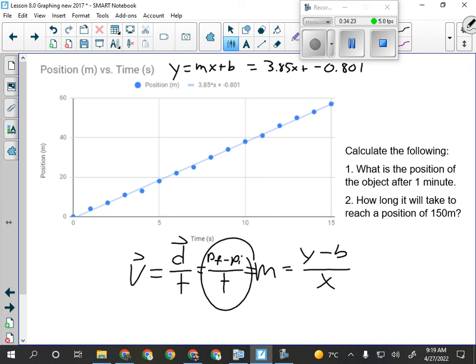All right, I would like you guys, using that graph, to answer those two questions. I will give you a few minutes, and then we'll go through them together. I want you to calculate the position of the object after 1 minute, which is how many seconds? And how long it'll take, so time, to reach a position of 150 meters. I want you to answer those two questions, show your work, and then we'll go through them here in a minute.